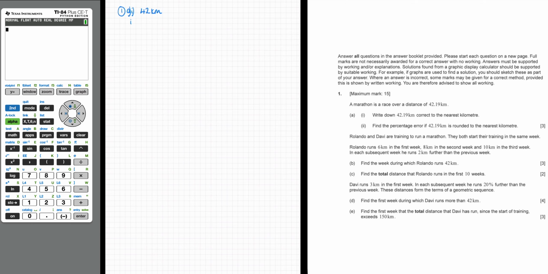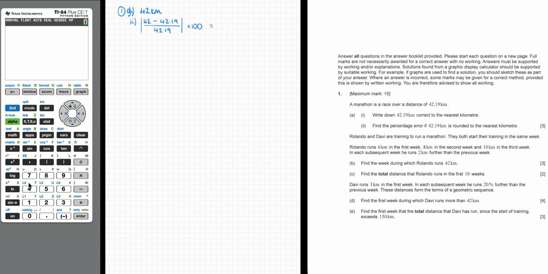And for part 2, it asks us to find the percentage error if 42.19 is rounded to the nearest kilometre. So using the percentage error formula that's in our book, it is the approximate answer, which is 42, minus the real answer, which is 42.19, all divided by the real answer, which is 42.19. And if we write it down like the formula book has, then this would be an absolute value, meaning it has to be positive. We times it by 100, and then that gives us our final answer.